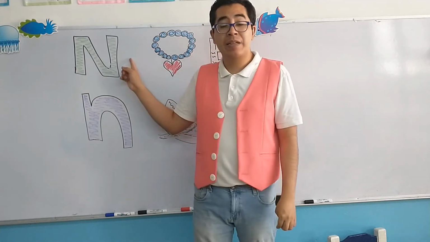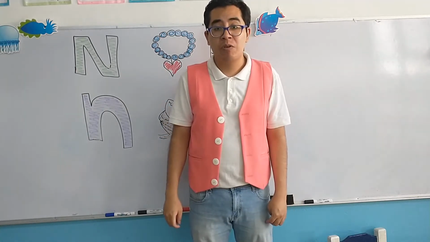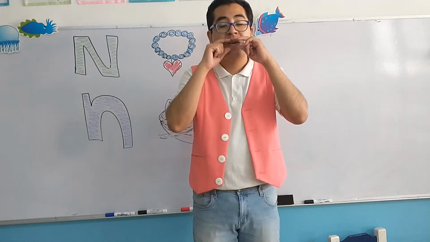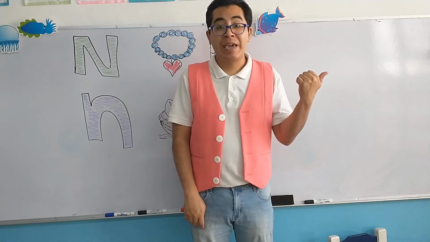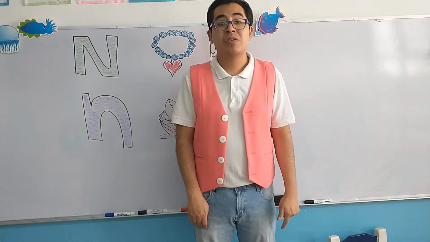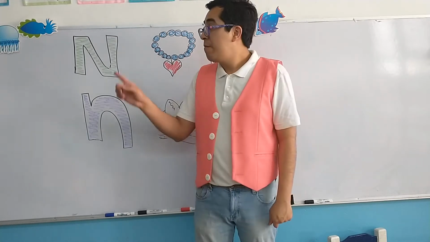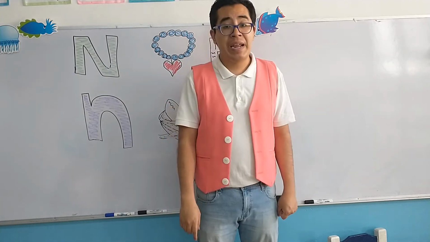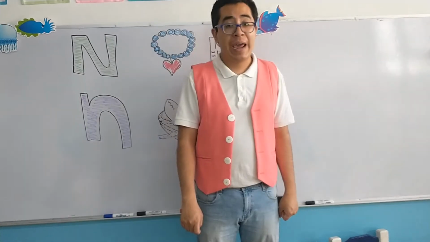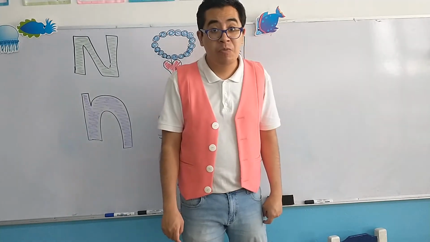Para pronunciar esta letra, no cerramos los labios. Únicamente los mantenemos abiertos un poquito. N. Para la letra M, ahí sí cerramos labios. M. For this letter, N. Capital N, small n. Let's check some objects.